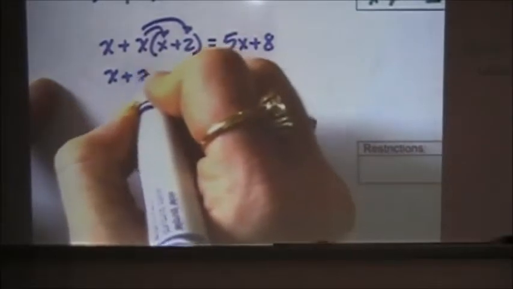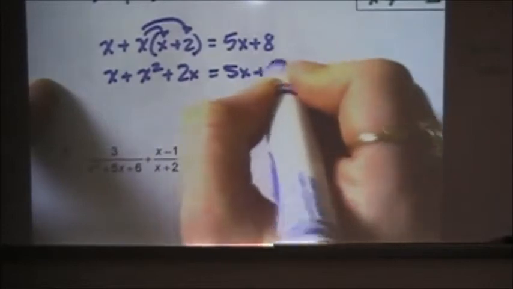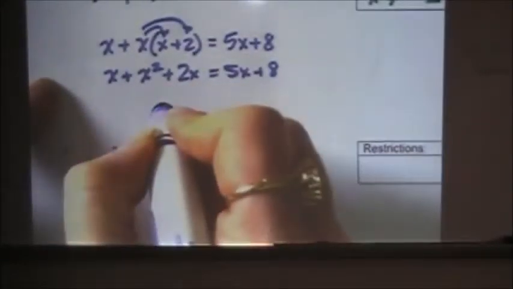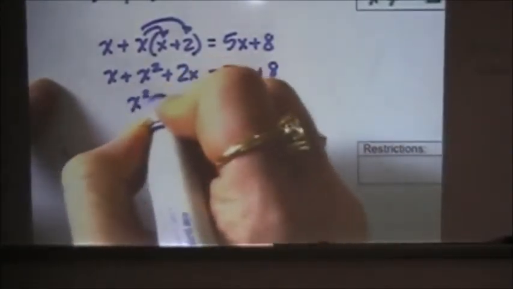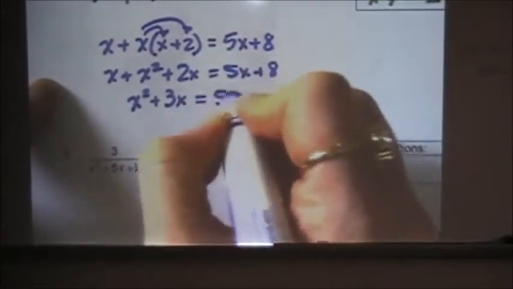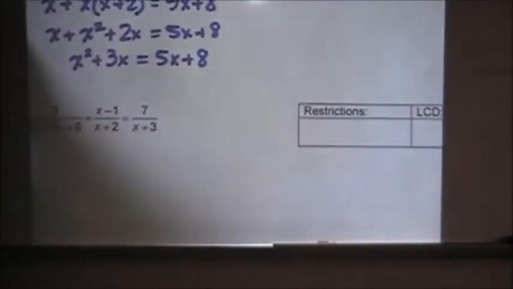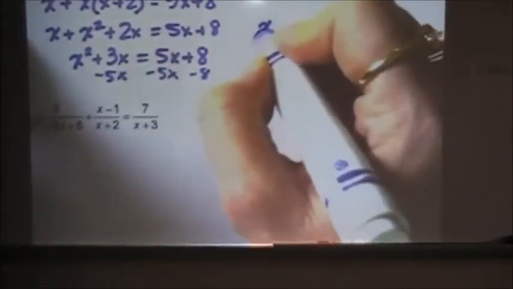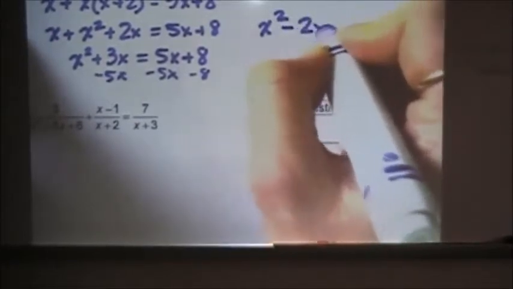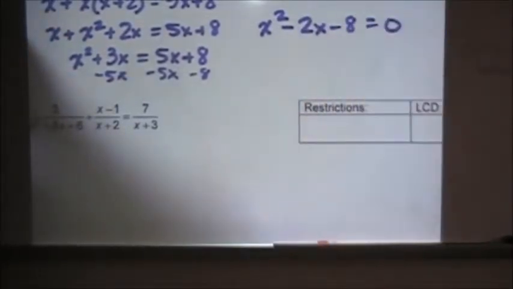X times x is x squared. X times 2 is 2x. On the left-hand side, I've got x's I can combine. So I have x squared plus 3x equals 5x plus 8. Now, I have x's and x squareds in the same problem. This is quadratic, which means I'm either going to have to use the quadratic formula or factor. Either way, you have to move everything to one side. So I'm going to subtract 5x, and I'm going to subtract 8. So I get x squared minus 2x minus 8 equals 0.